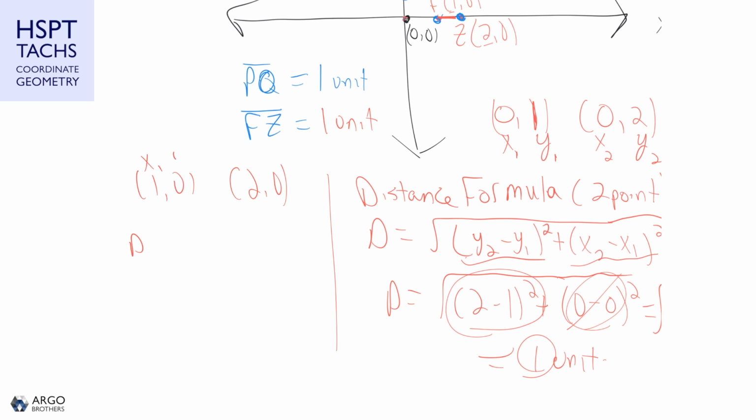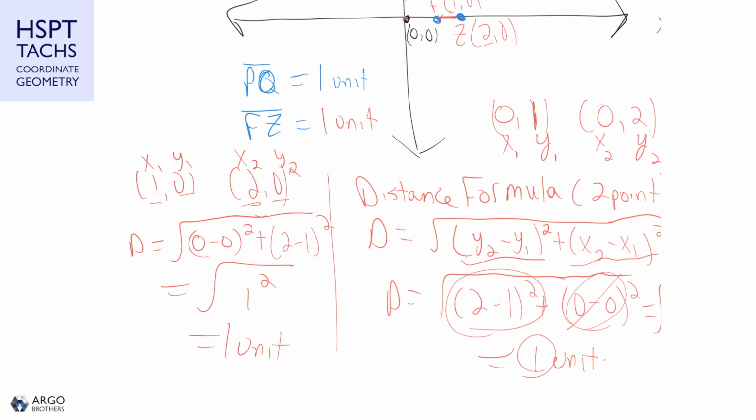Well, this is x1, y1, and x2, y2. That does not change. Okay, so d equals the square root of y2 minus y1, so that's 0 minus 0. And see, the y parts are 0 now. Plus, what is 2 minus 1, or x2 minus x1? Okay, and then you square it. So that equals the square root of 1 squared, which is, again, 1 unit. So we got the distance as 1 unit and 1 unit.